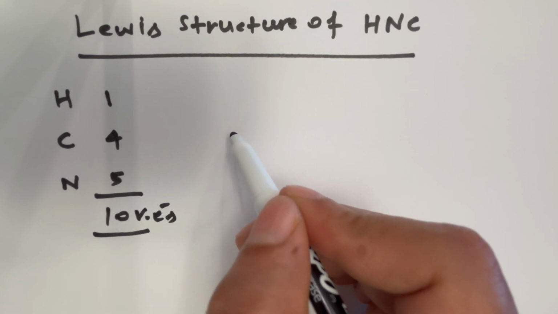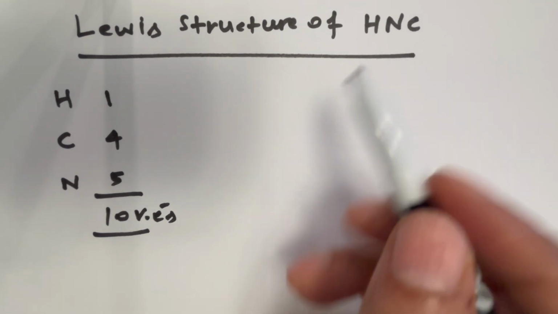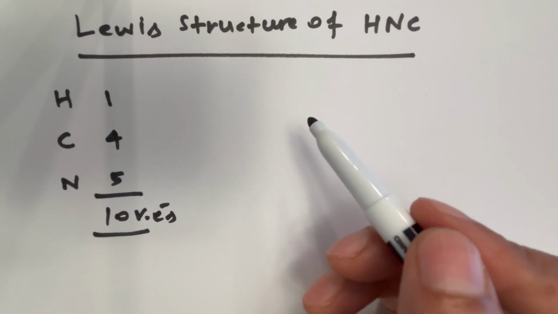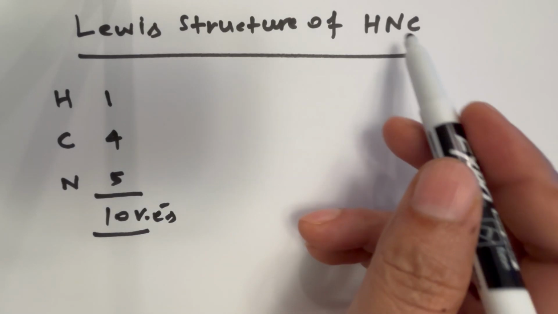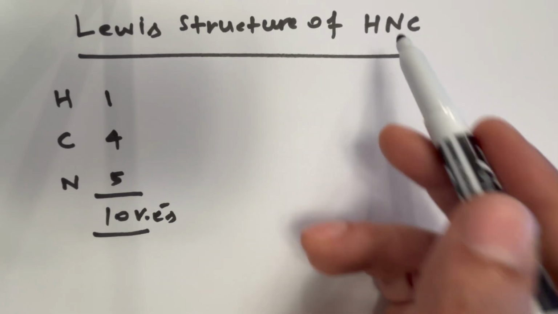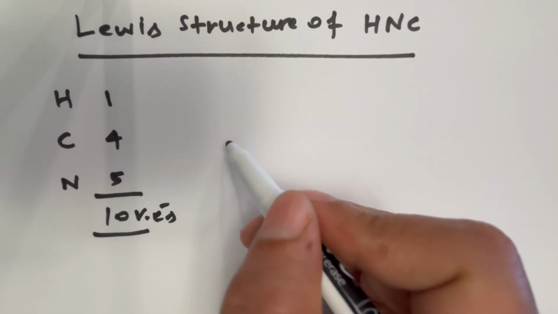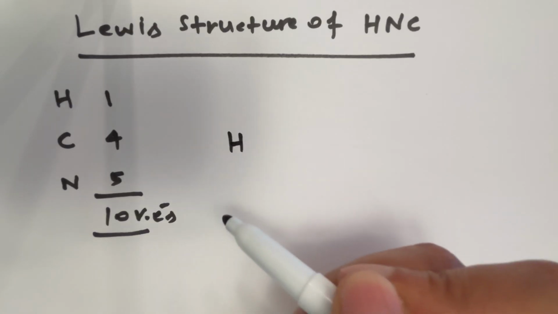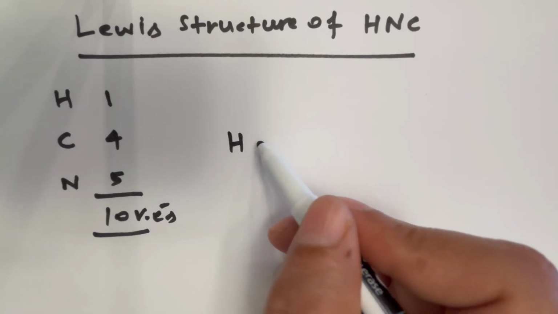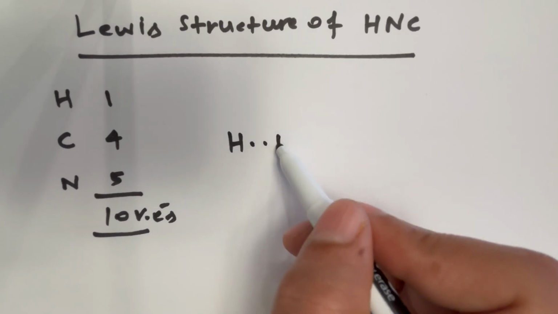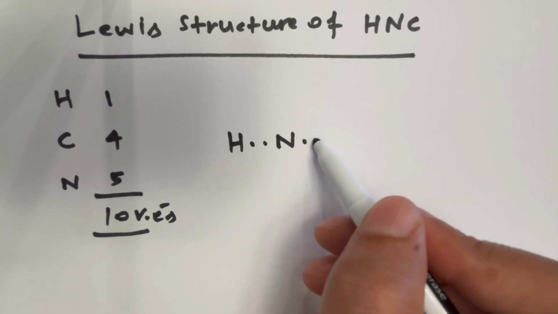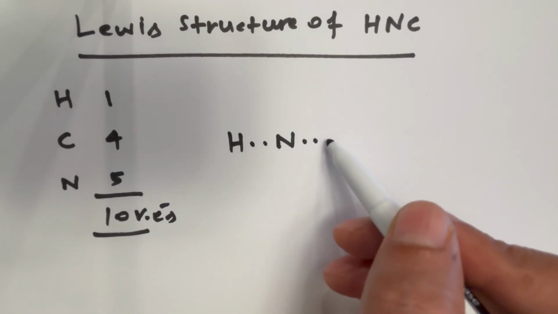Hydrogen isocyanide is a tautomer of hydrogen cyanide. Hydrogen cyanide is more stable than hydrogen isocyanide, but still hydrogen isocyanide is found in interstellar space. So, hydrogen makes a bond with nitrogen. So, let us put one bond pair between hydrogen and nitrogen and then another bond pair between nitrogen and carbon.